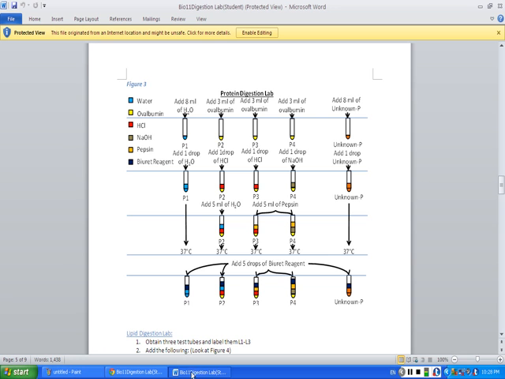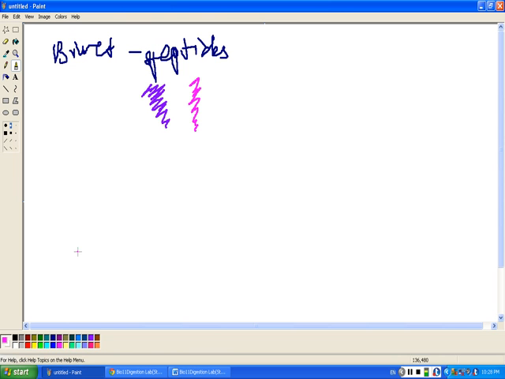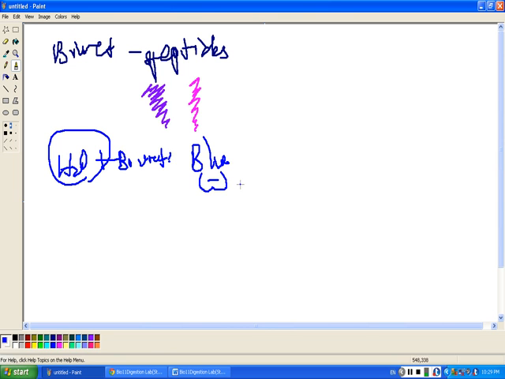So the very first test here, we're going to have a negative control where we're just adding water plus biuret. Since water doesn't have any proteins or peptides in it, it's going to give us a blue color, making a negative result for peptides. And this once again is our negative control.